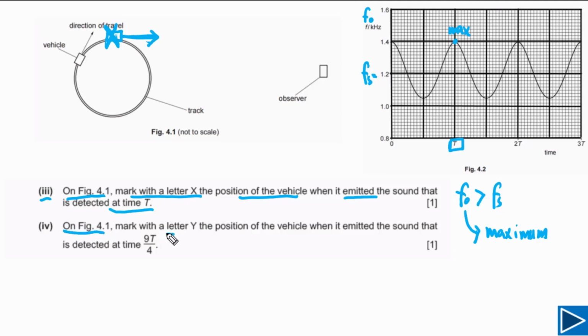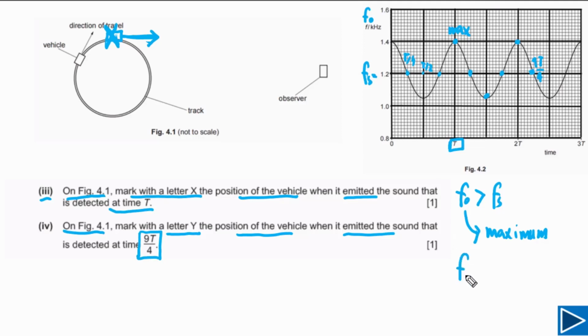On figure 4.1, mark with the letter Y the position of the vehicle when it emitted the sound that is detected at time 9t/4. Now if you look at this one, this is t/4, so this is 1t/4. So this will be t/2, means 2t/4, and here 3t/4. So here we will have 4t/4, and here we will have 5t/4, here 6t/4, here 7t/4, here 8t/4, and here we will have 9t/4.